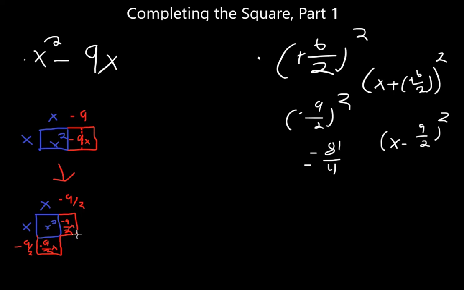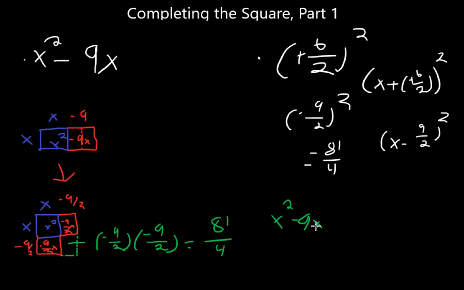And now we need to figure out the green area. I'm going to write the area out here. It's going to be negative 9 halves times negative 9 halves, because that is what's outside. And this is going to become 81 over 4, which is what we're expecting. So then we're going to say x squared minus 9x plus 81 over 4.